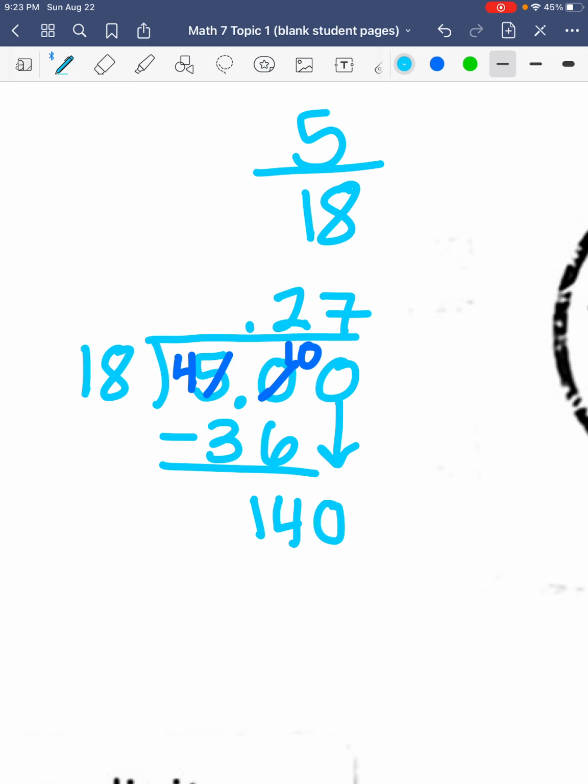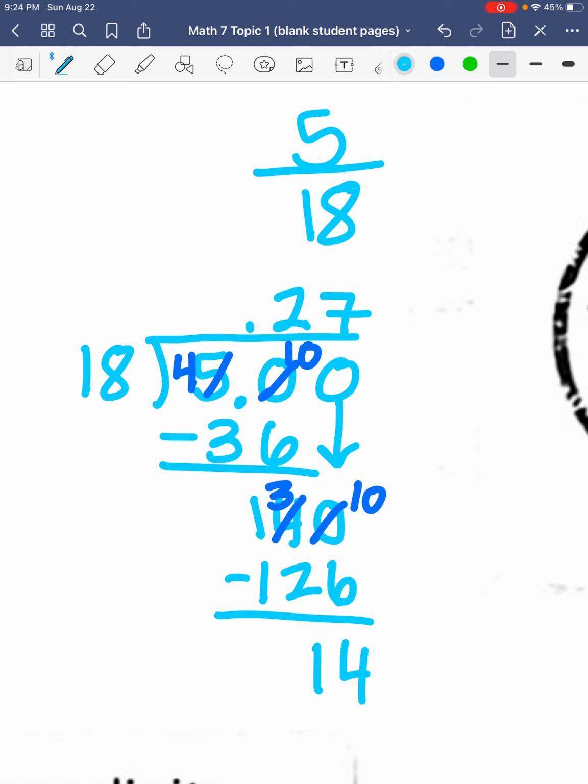So let's try something like 7 and see where that leaves us. 7 times 8 is going to be 56. 7 times 1 is 7, plus 5 is 12. So 126 is perfect. So I'm going to subtract that. And when I do, I'm going to have to borrow. So this 4, I'm going to make a 3, and this is a 10. 10 minus 6, again, is 4. 3 minus 2 is 1. Notice I'm right back to 14.